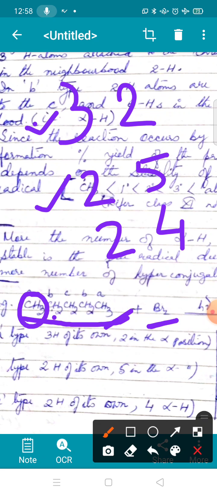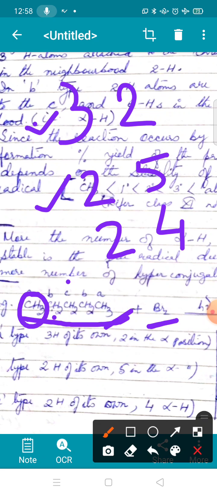Clear? If I replace B type, the product which we shall get is CH3, CH2, CH2, CH, down you write Br, and then CH3. And this will be what type? This will be secondary. Third one, when we replace the C type, what shall we get? CH3, CH2, CH, down you write Br, then CH2, CH3. This is also secondary.